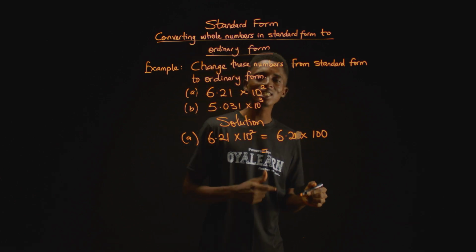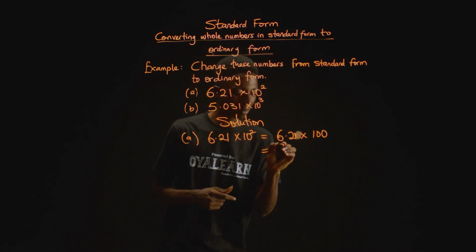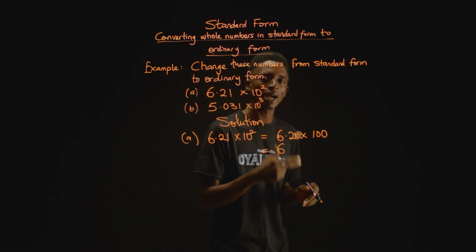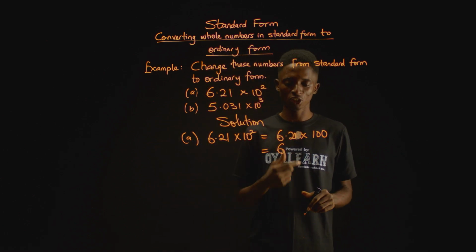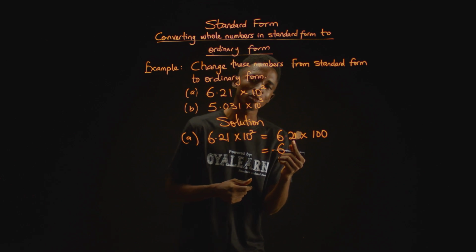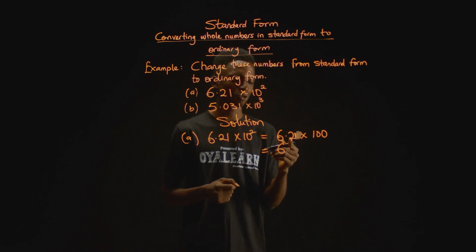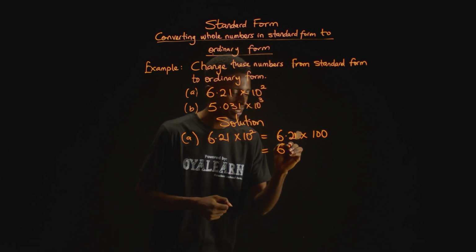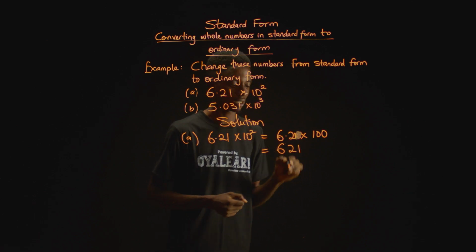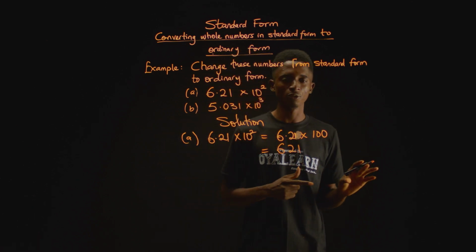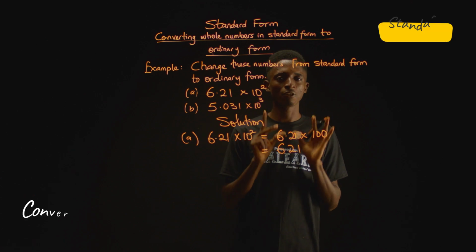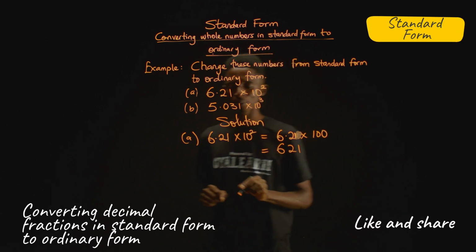Now, to express this in normal form, we would have the number 6 followed by 2 other digits. And as you can see, we already have 2 digits after this decimal point. So we have 21. So that would be 621. We only have 2 spaces to fill, and 2 and 1 have filled those spaces.